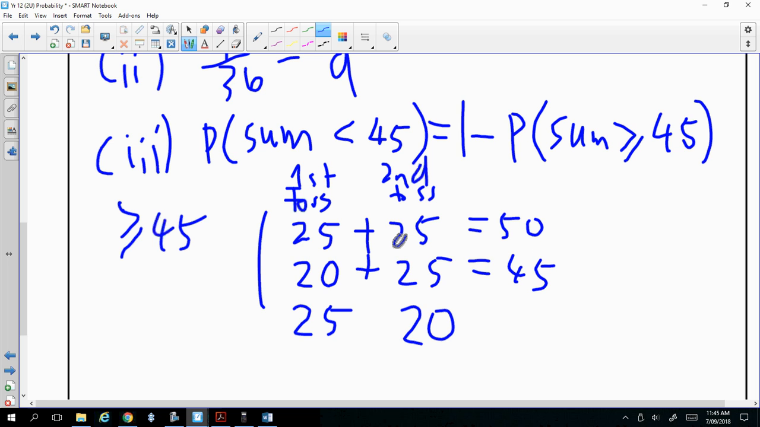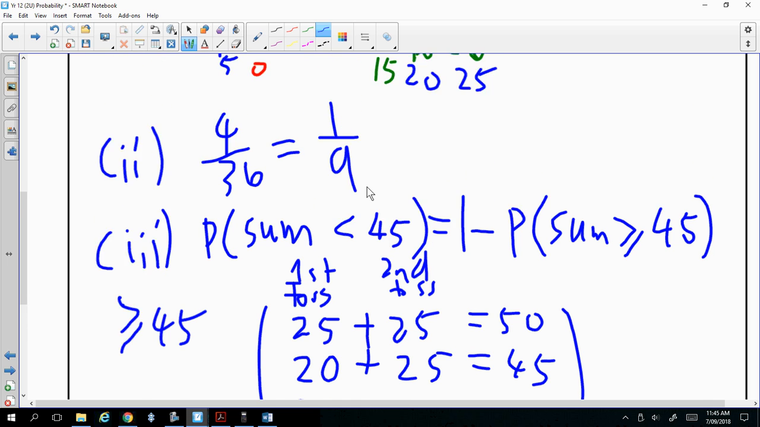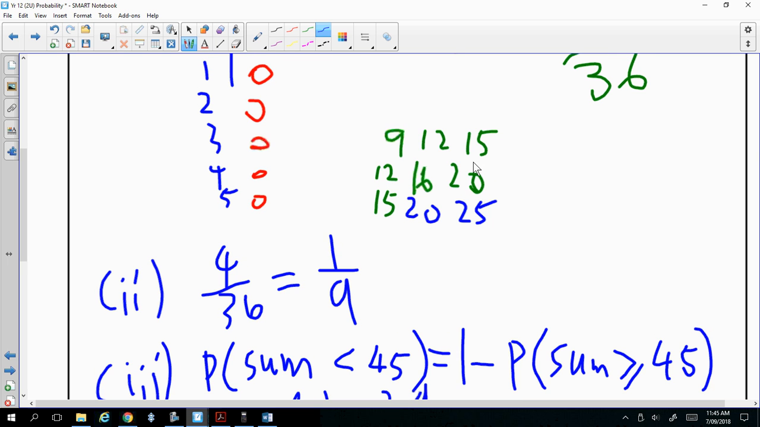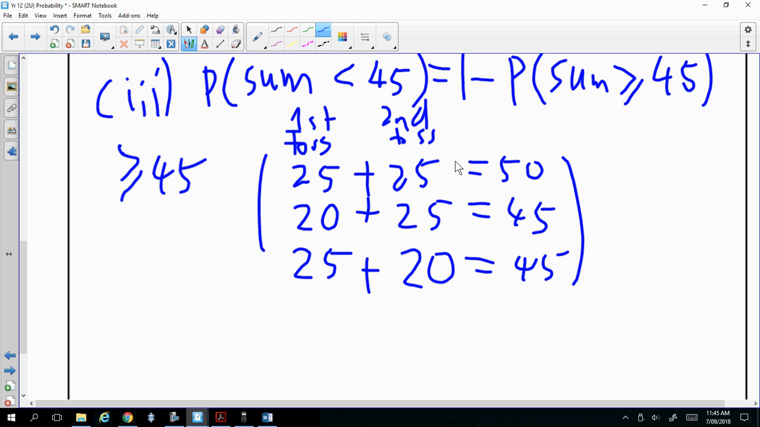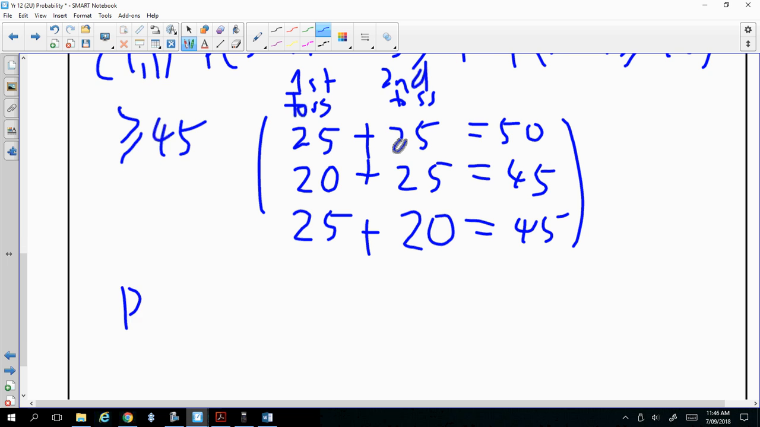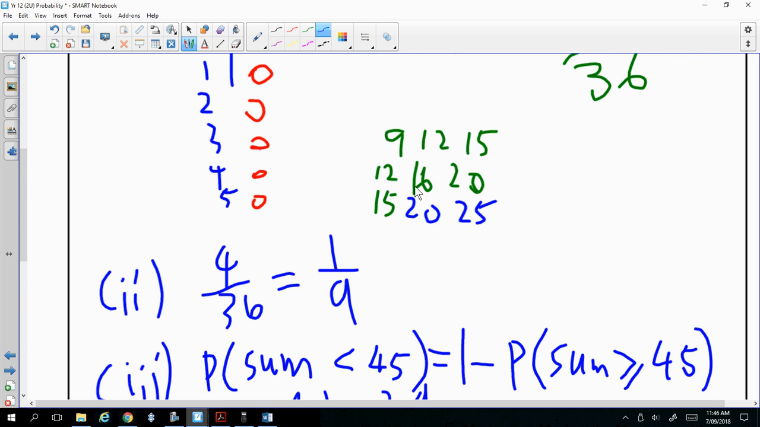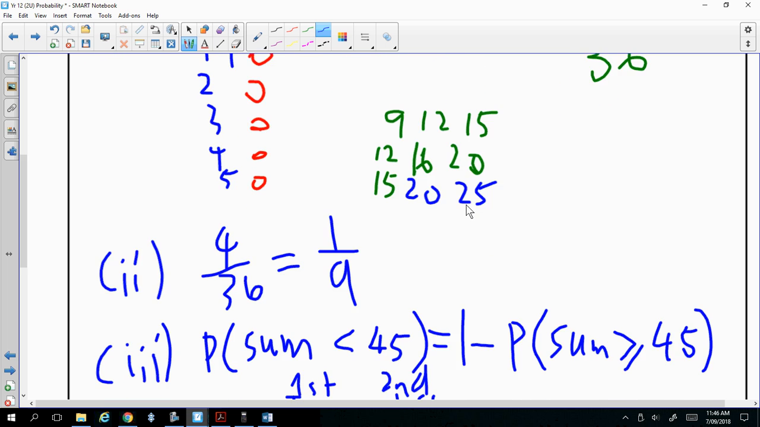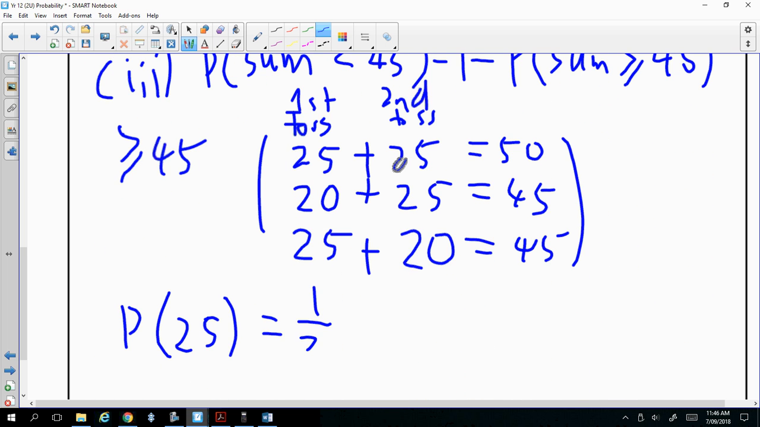That's all right. Okay, so let's find the probability of getting 25. To get 25, there's only one way, right? 1 out of 36. The probability of getting 20 is a bit more tricky, because there are two different ways to get 20, right? So it'll be 2 out of 36, which is 1 over 18.